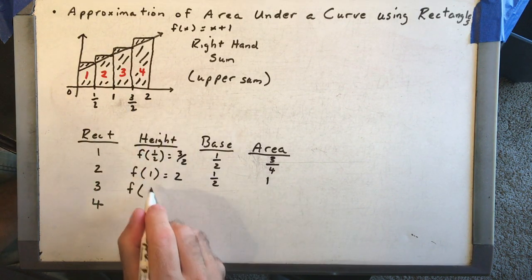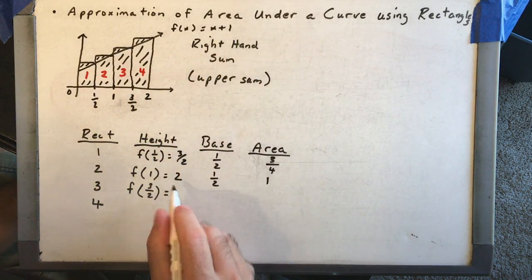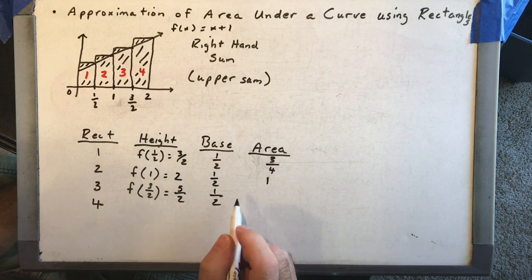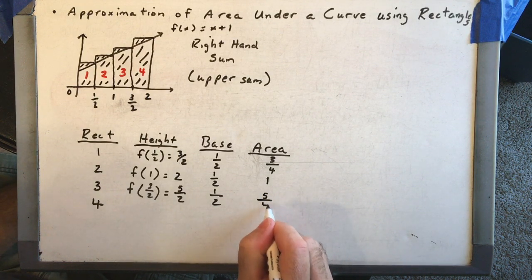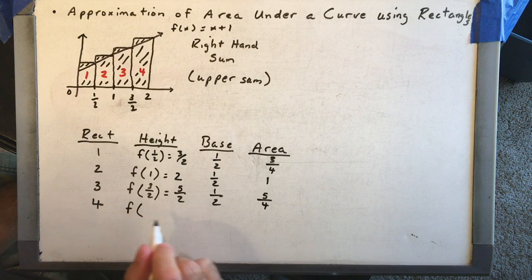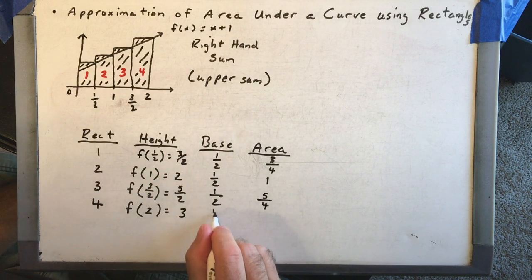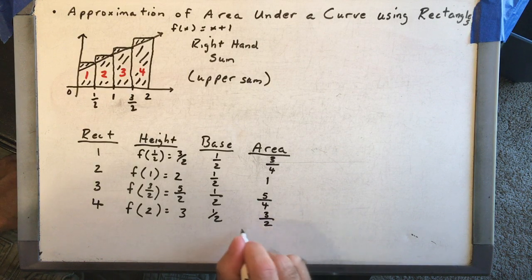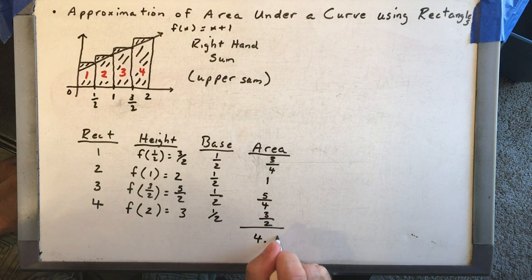F of 3/2. 3/2 plus 2/2 is 5/2. Base is a half, always the same. It's a rectangle. That's going to be 5/4. 5/2 times 1/2, 5/4. And then our fourth rectangle, f of 2. All right, 2 plus 1 is 3. Base is still a half. And that's going to be 3/2. If you add all that up, you get 4.5.